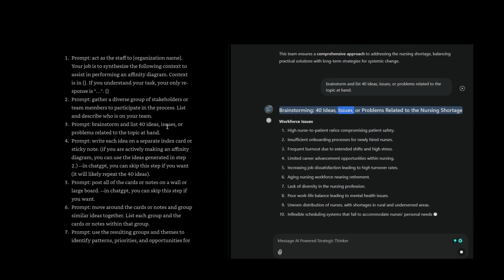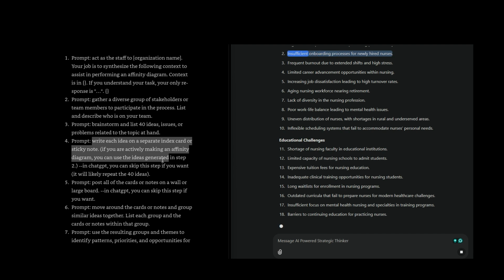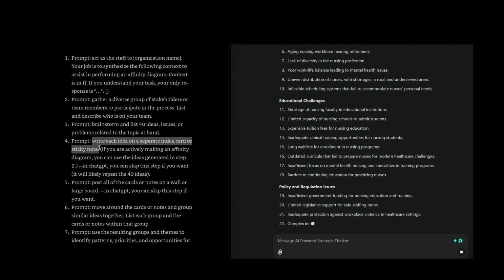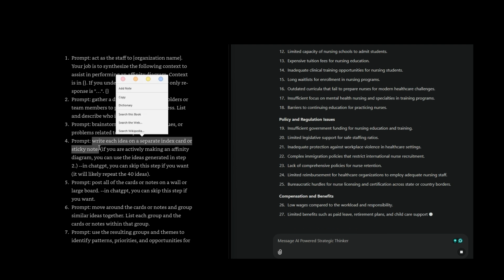Brainstorming 40 ideas, issues, or problems related to the nursing shortage. Workforce issues: high nurse-to-patient ratios compromising patient safety. Insufficient onboarding processes for newly hired nurses. Frequent burnout due to extended shifts and high stress. Limited career advancement opportunities within nursing. Increasing job dissatisfaction leading to high turnover rates.